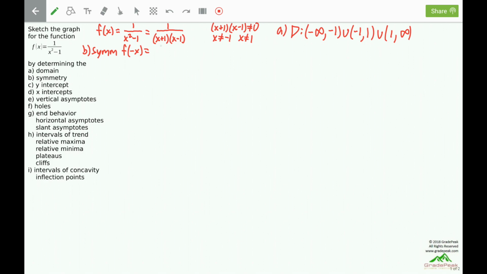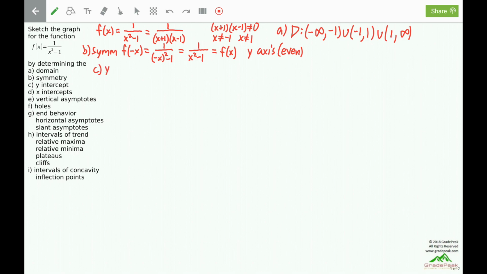f of negative x is 1 divided by negative x squared minus 1, which is 1 divided by, a negative squared is a positive, x squared, and then minus 1. Comparing this result to the original, it is exactly the same as the original. So f of negative x equals f of x, which is the condition needed to have y-axis, also known as even symmetry. This means that the graph will be its own mirror image over the y-axis. We will be sure that that is the case.